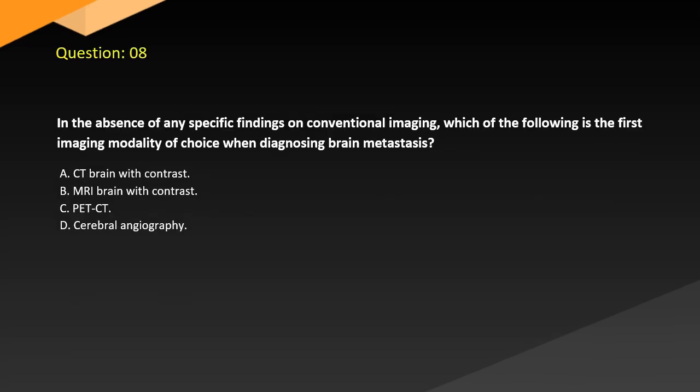Question 8. In the absence of any specific findings on conventional imaging, which of the following is the first imaging modality of choice when diagnosing brain metastases? A. CT brain with contrast. B. MRI brain with contrast. C. PET-CT. D. Cerebral angiography.